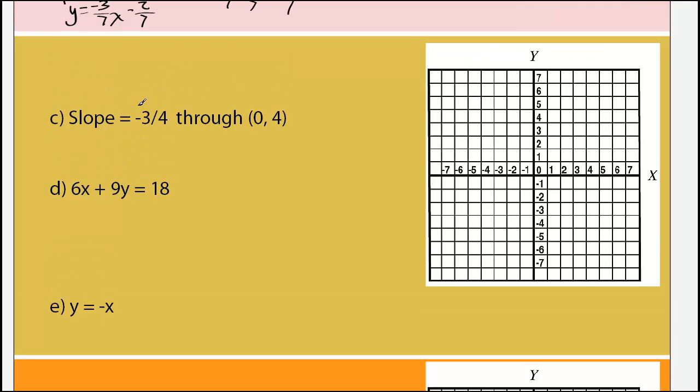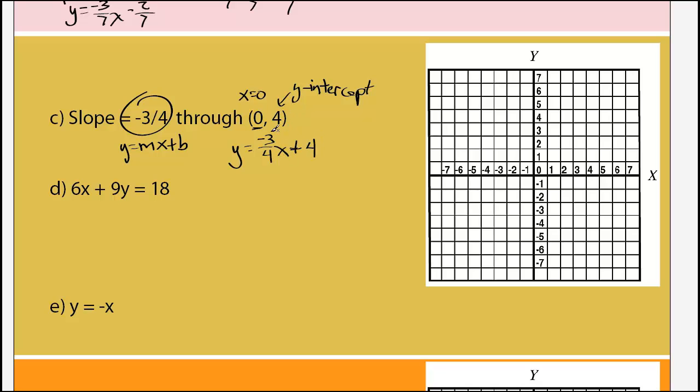So here we already have our slope, and we already have our x equal to 0, right? So this is our y-intercept. I don't know if you guys noticed that, but really we already have this y equals mx plus b form. Our y equals negative 3 over 4 x plus 4. It doesn't always work out that way, but since we already have our y-intercept when x is 0, we know that we have it in this form.